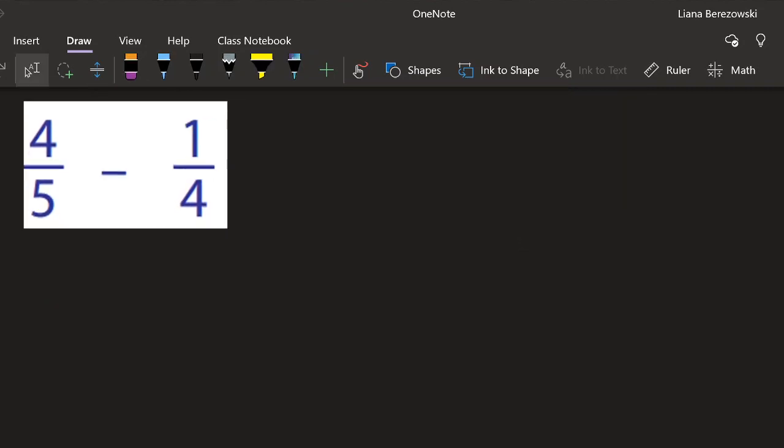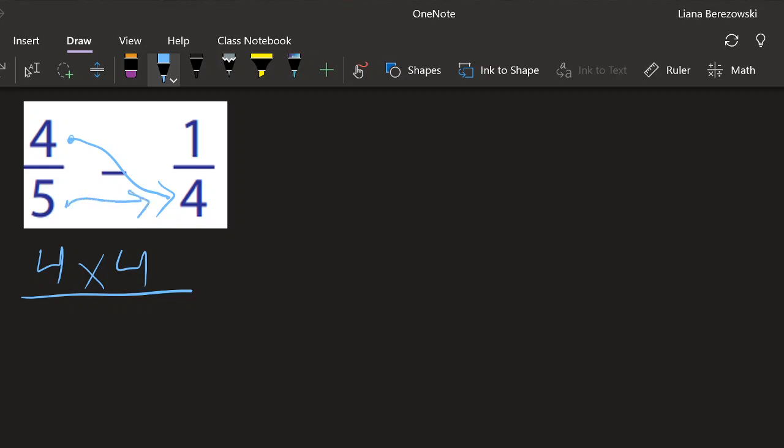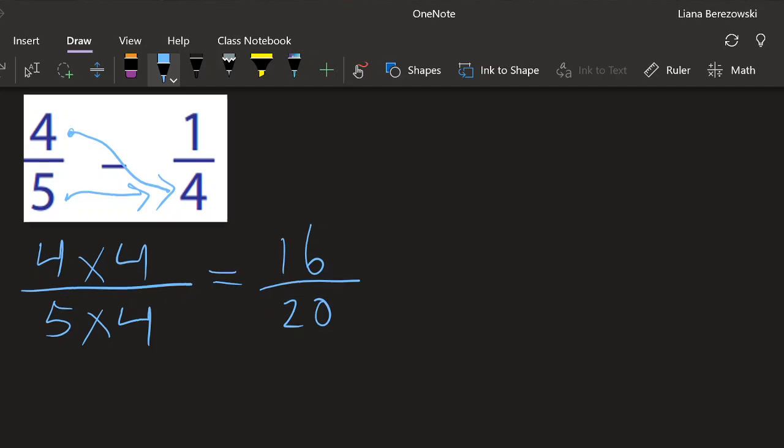Let's try some examples ourselves here. Again, the first thing we want to do with these questions is convert to like fractions. The way we're going to do that is by multiplying the numerator and the denominator of one fraction by the denominator of the other. We're going to take our 4 and multiply it by the denominator of our other fraction, so we get 4 times 4. We're going to do the same thing with the 5: 5 times 4. If we do that multiplication, we end up with 16 over 20. So 4/5 is an equivalent fraction to 16/20.